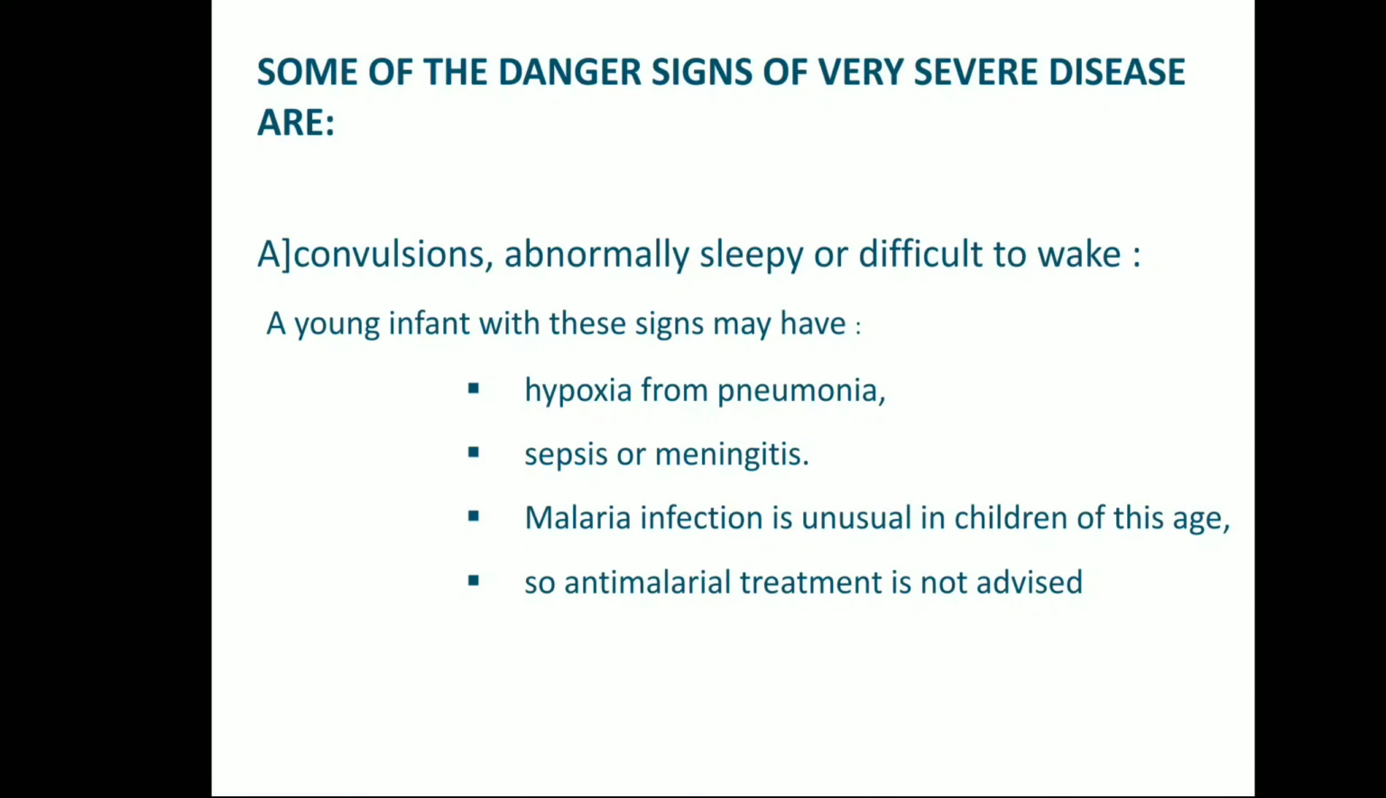So first one, convulsions and abnormally sleepy or difficulty to wake. When you have these types of symptoms, the child may have them from hypoxia, which occurs due to pneumonia, and in case of sepsis and meningitis, you can see the above signs. And if the patient has malarial infection, which is unusual in children, but if the patient has this infection, you can see the signs of convulsions and abnormal sleepiness or difficulty to wake.